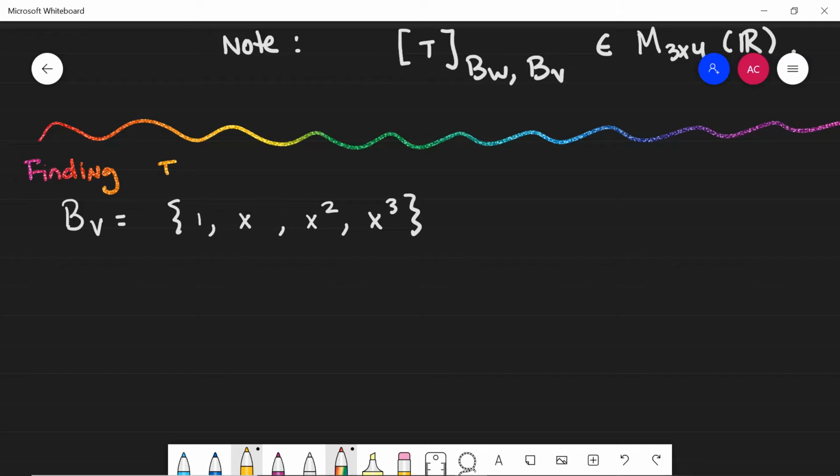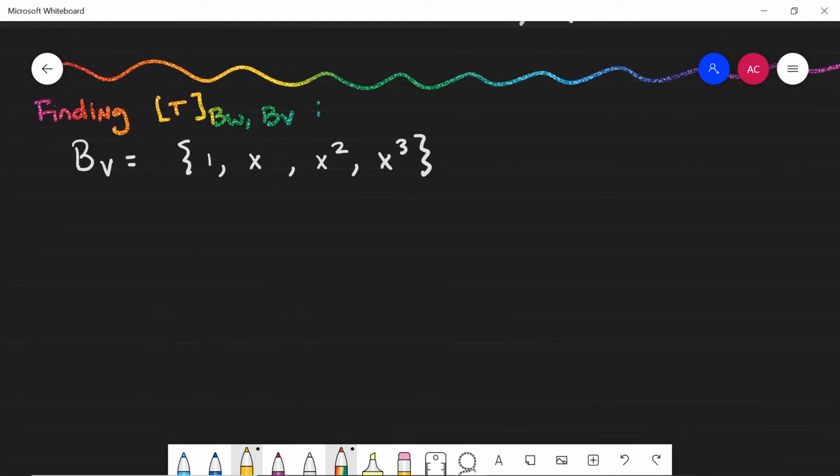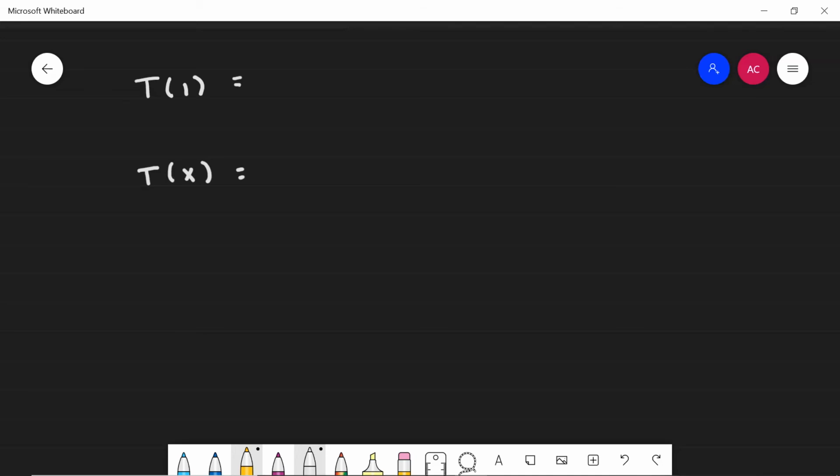This is how we find this matrix representation, with bases B_W and B_V. So you write down your basis for your domain. Now I'm just going to apply the linear map to each basis element. I take T and apply it to 1, then T applied to x, then T applied to x squared, and then T applied to x cubed.